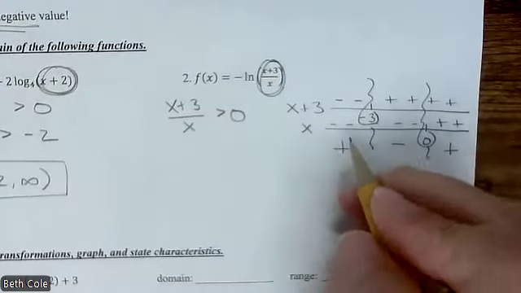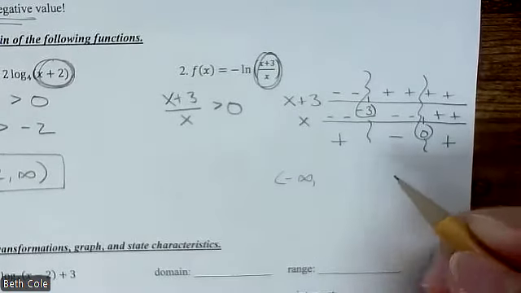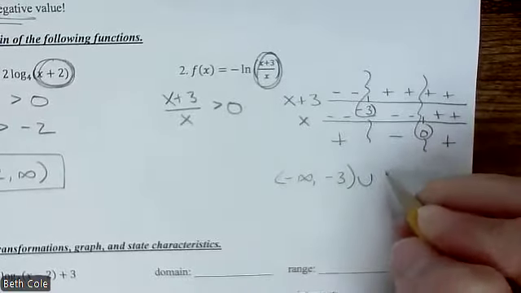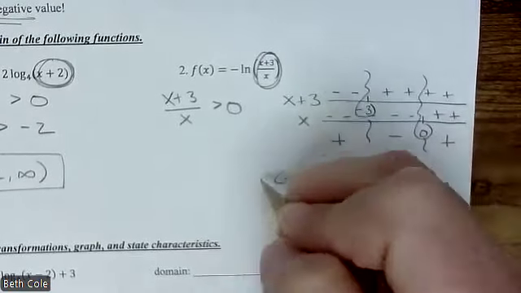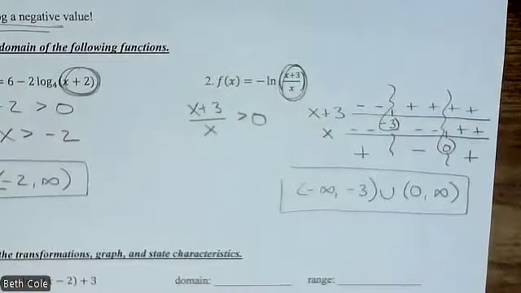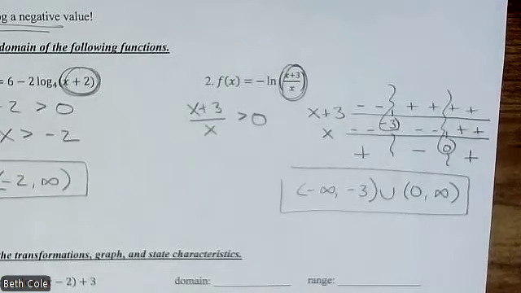You want the positive sections because greater than 0. And no brackets, you don't even have to worry about it. So it's -infinity to where? To -3, that's this first section. Union 0 to infinity. So again, the whole point of these two questions is you can't log a negative number. Your domain is not all reals. That's the point that I'm trying to get across. Okay?